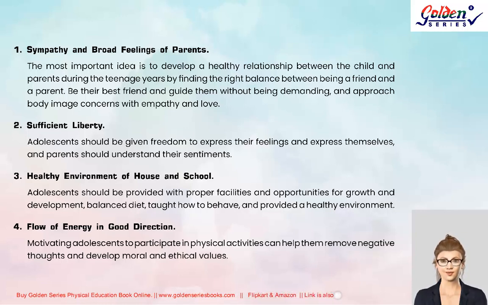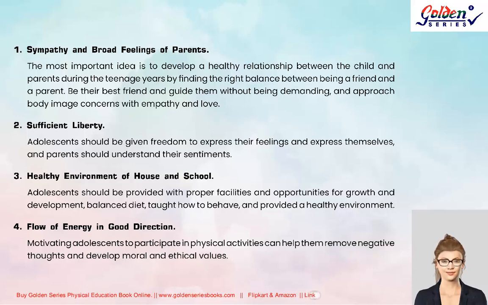2. Sufficient liberty. Adolescents should be given freedom to express their feelings and themselves, and parents should understand their sentiments. 3. Healthy environment of house and school. Adolescents should be provided with proper facilities and opportunities for growth and development, a balanced diet, taught how to behave, and provided a healthy environment.